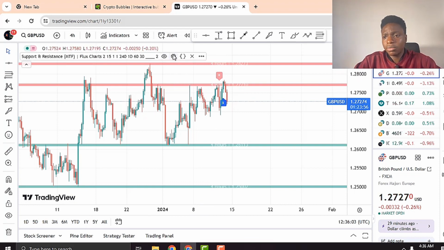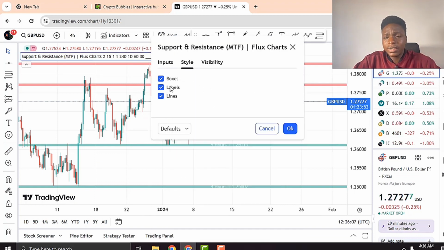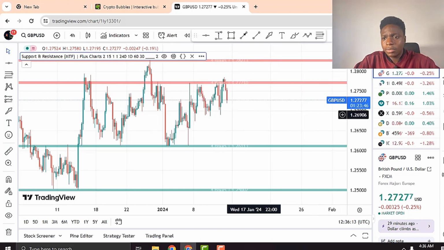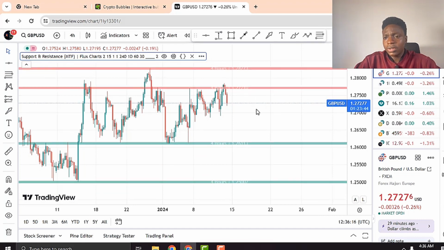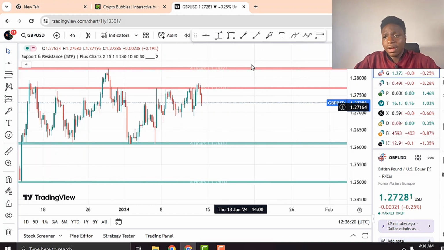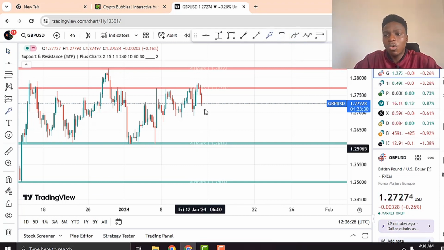Let's go to the settings one more time. You can go to style, and then you can decide to put labels, or you just remove the labels from the chart. So now already with this, you already know what to trade by looking at this chart. Now when the price got to this level, you already know what to do.